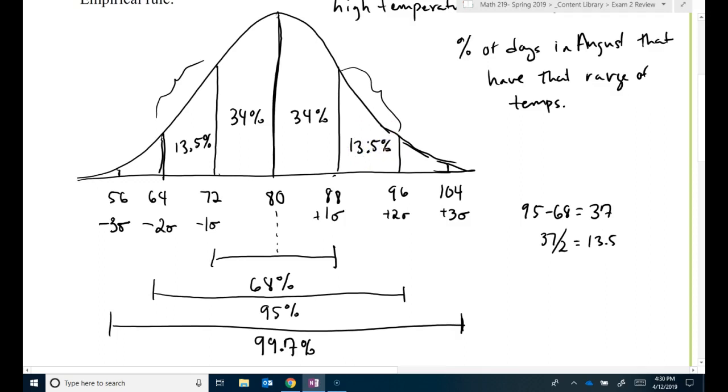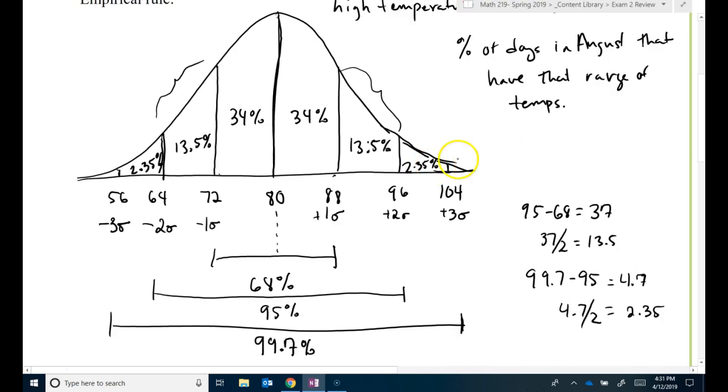Then I'm going to use the same idea. I'm going to take 99.7, and now I'm going to subtract out the middle two standard deviations. So that's 4.7, right? And we'll take 4.7, we'll divide it by 2, okay? And that's 2.35. So 2.35% of the data here, 2.35% of the data here, okay?